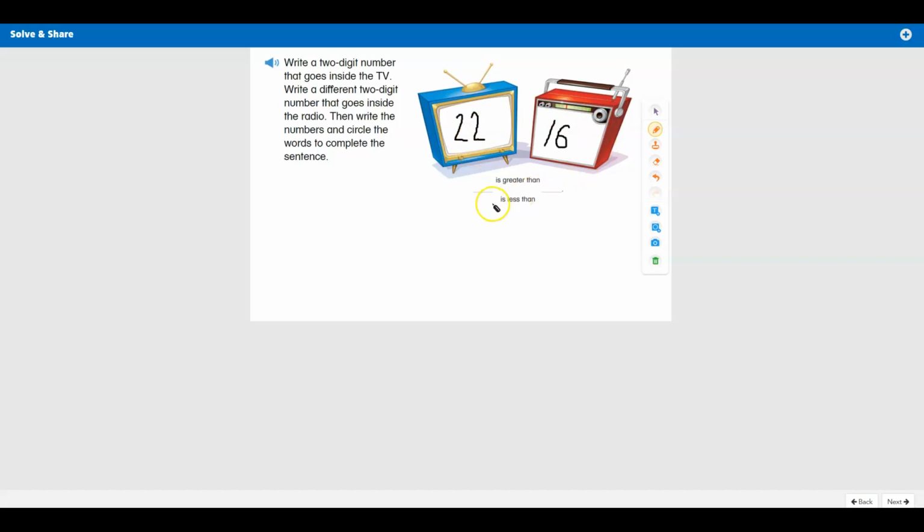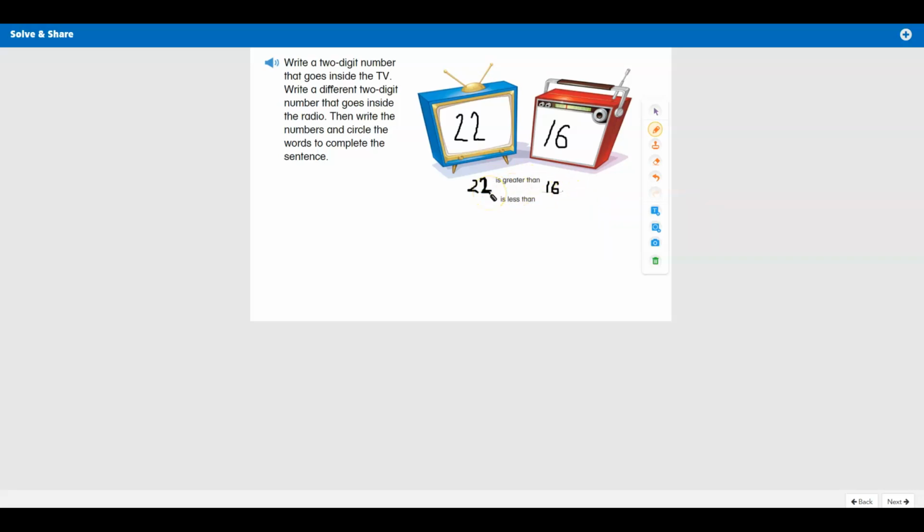Now, I have to fill in this sentence here. So I'm going to write my two numbers that I chose. And if you at home want to pick two different numbers, that is perfectly fine. No worry at all. So I wrote my numbers, 22. That looks like a 1. Let me change that. There we go. So I have 22 and 16.